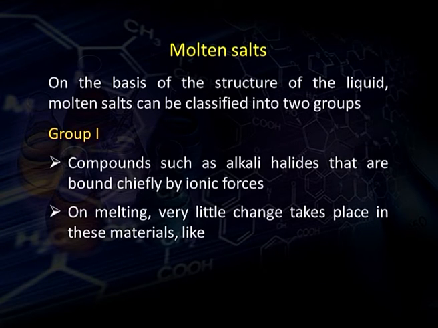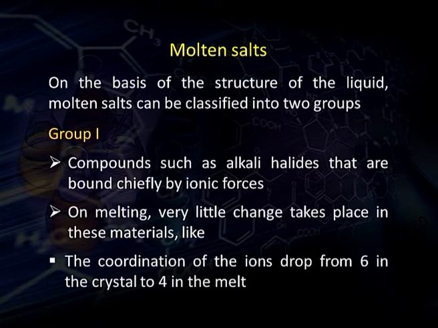On melting, very little change takes place in these materials, and what are the changes? The coordination of the ion drops from 6 in the crystal to 4 in the melt. That means, if we look at the crystal of some alkali halide, for example NaCl, the sodium ion is surrounded by 6 chloride ions. That means a positive ion is surrounded by 6 negative ions. Similarly, a negative ion is surrounded by 6 positive ions. So, the coordination number is 6 because one ion is surrounded by 6 ions of opposite charge.